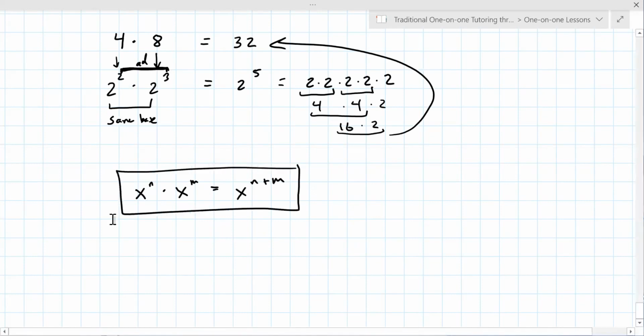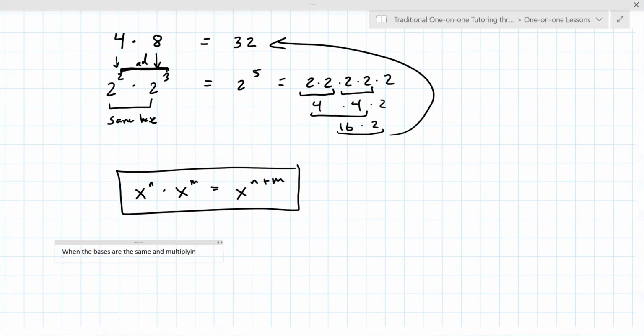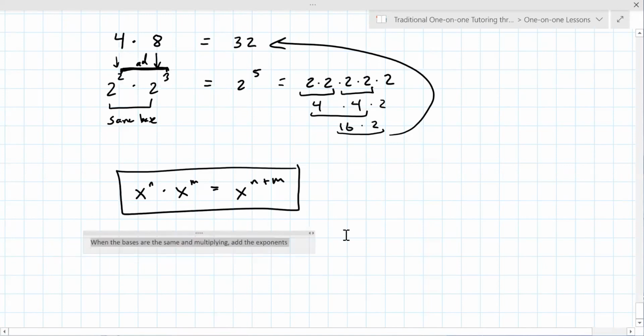And let me type out what it says. When the bases are the same and multiplying, add the exponents. Usually this works for most students, the words usually mean more than the visual. This may not work for you, maybe the visual is what you need.